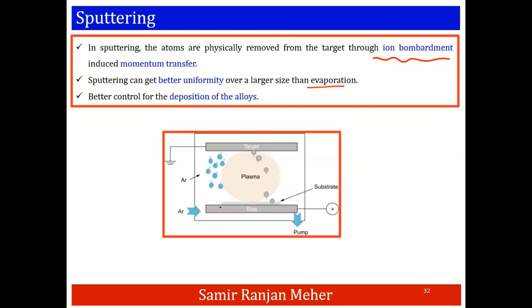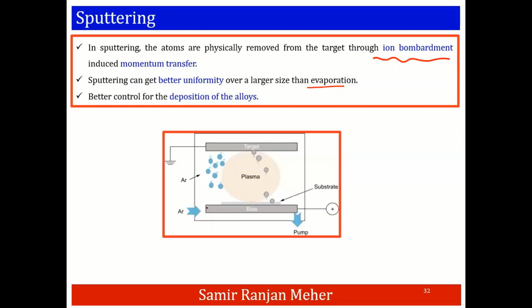So here is a brief schematic of the sputtering setup. This is the substrate, this is the target, and we are applying a high potential between them, and we are passing an inert gas inside it. The inert gas gets ionized, and dielectric breakdown takes place, because of which the target is bombarded by the positively charged ions, and momentum transfer takes place, and the target atoms are sputtered out and reach the substrate surface.